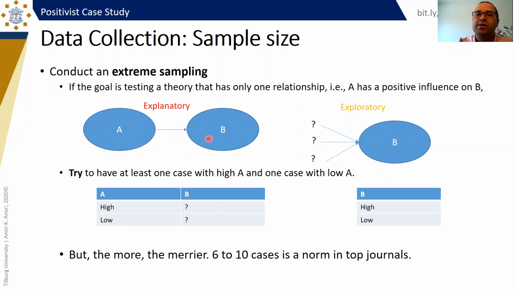That means here you cannot just have one case. You need to have at least two cases with high and low to do the least, or in a way to get a grade 6 and above, if you do the other parts greatly. When you have an exploratory case study, you don't know the antecedents. So choose B again, a case with high B and another case with low B. Usually you need to have 6 to 10 cases. That's the norm in top journals.